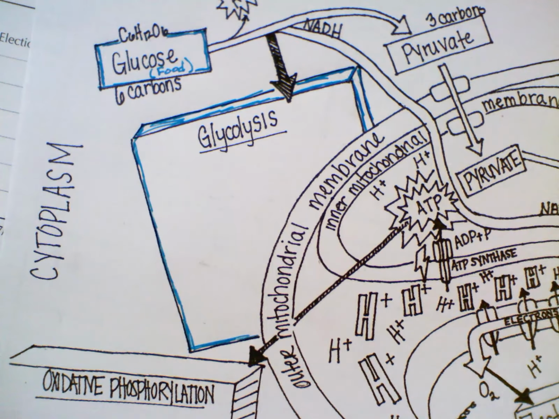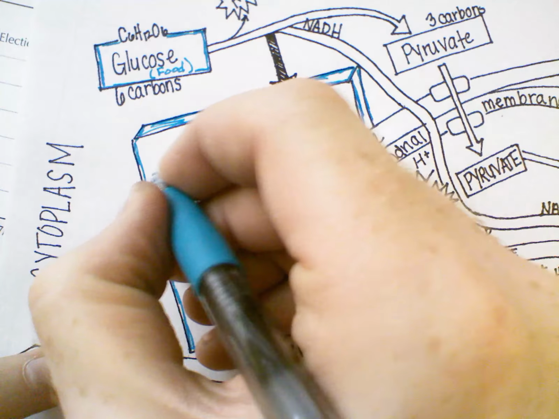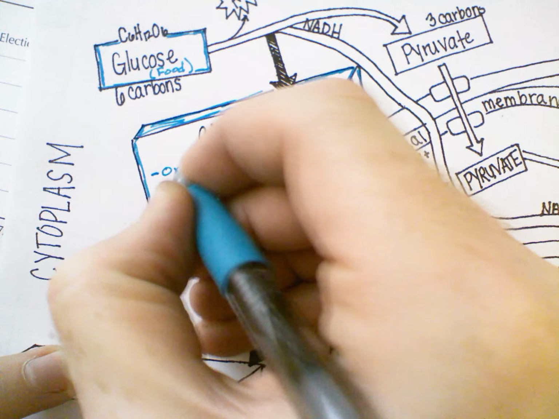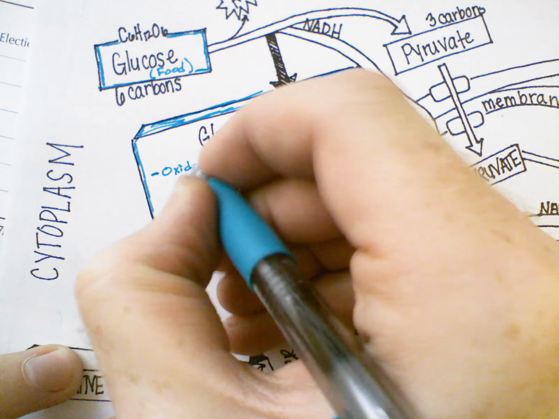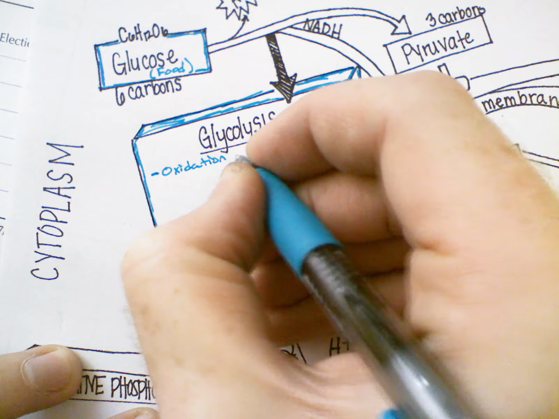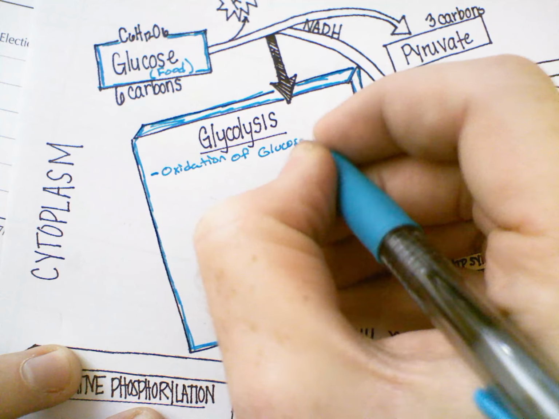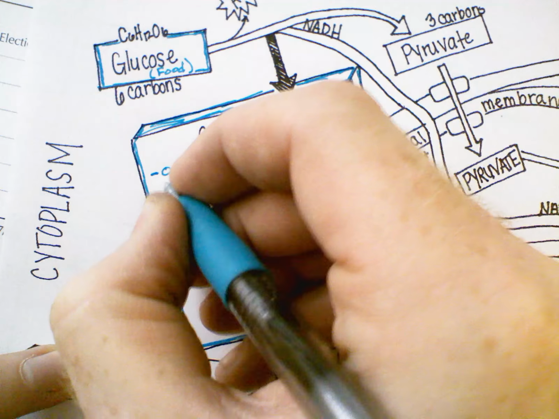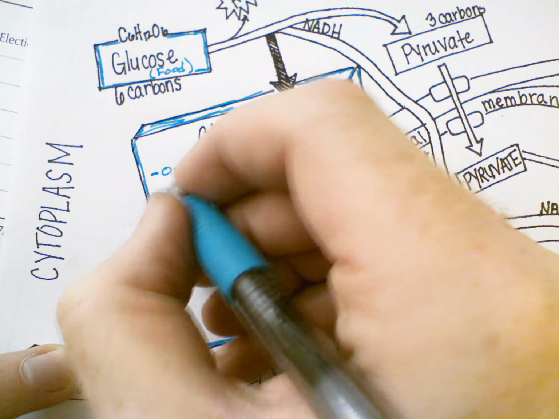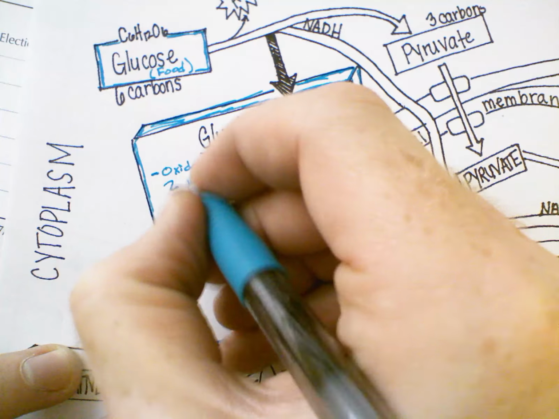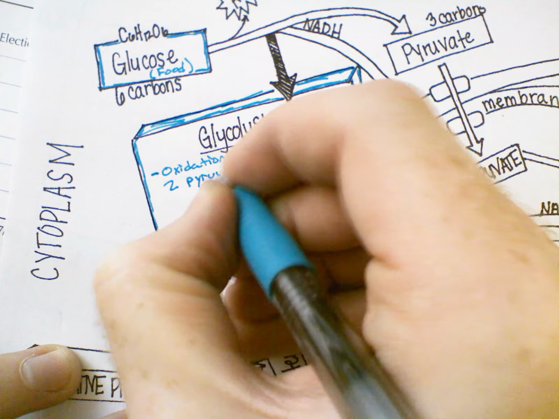Okay. First of all, overall, what glycolysis is: the oxidation of glucose into how many pyruvates? 2 pyruvate molecules.